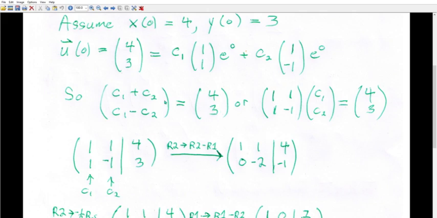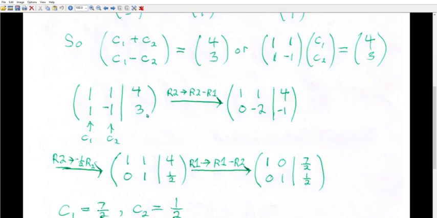Another way we could write that is to realize that c1 plus c2 is actually (1, 1) dotted with (c1, c2), and c1 minus c2 is (1, -1) dotted with (c1, c2). So this is the matrix of coefficients. That's got to equal (4, 3). And now we look at the augmented matrix, where we think of it as (1, 1; 1, -1). That's the matrix of coefficients, where the first column is the c1 column and the second column is the c2 column. And now we're just going to do row reduction, Gauss-Jordan elimination.